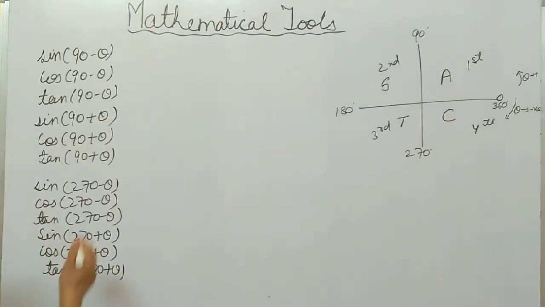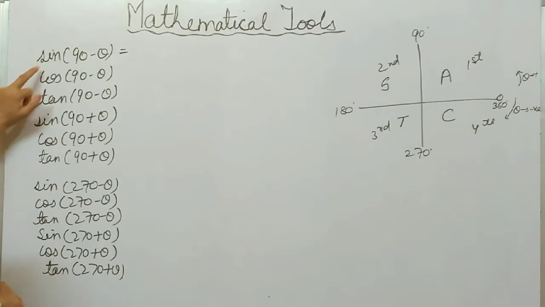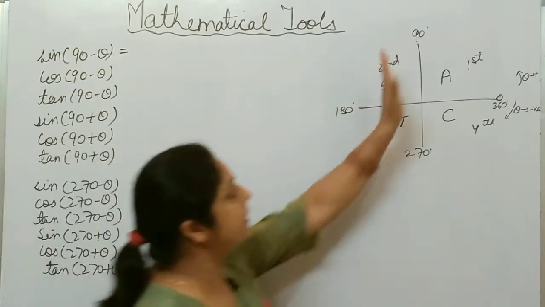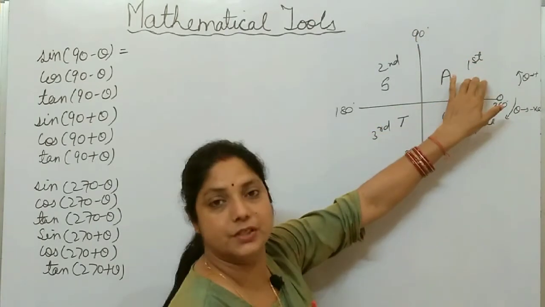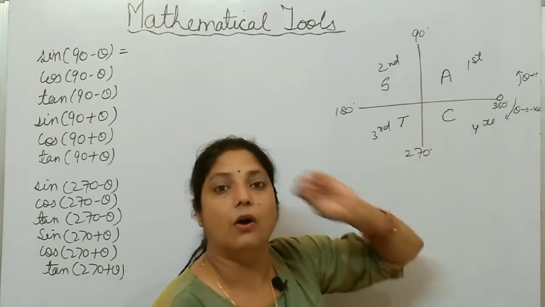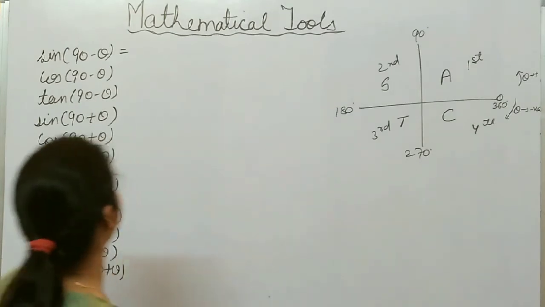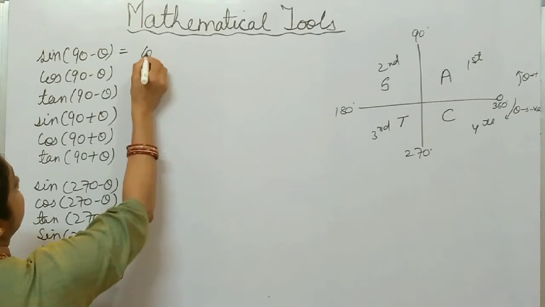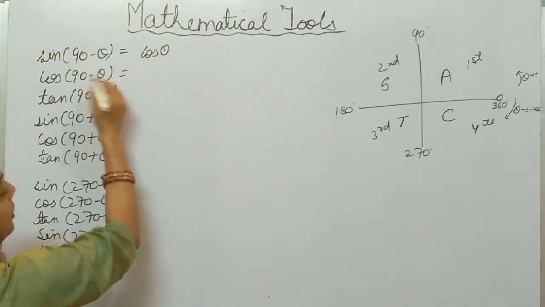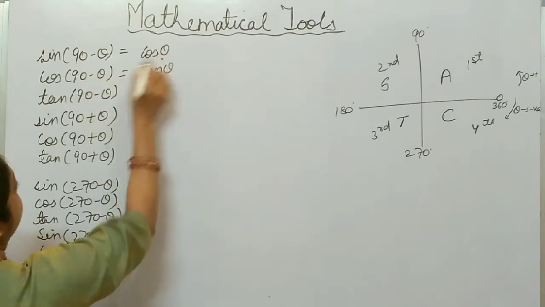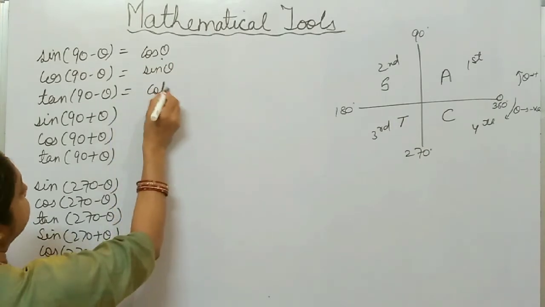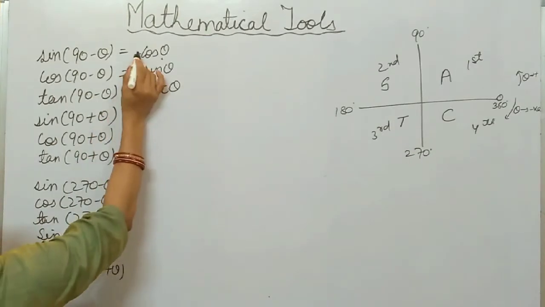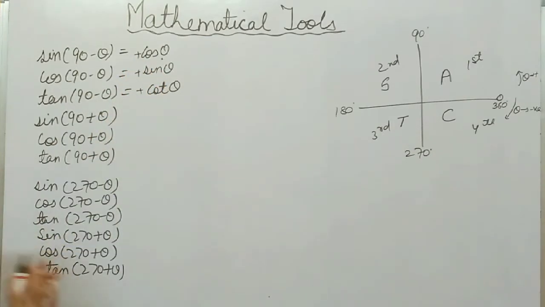So I'm going to write the formula for this one. Now what is the formula for this one? Sine 90 minus theta. In which quadrant is 90 minus theta? 90 is this one. 90 minus theta means the first quadrant, and in the first quadrant all trigonometric ratios are positive. It means sine 90 minus theta becomes cos theta, right? Cos 90 minus theta is sine theta, and tan 90 minus theta is cot theta, and all are positive. In the first quadrant, all terms are positive.